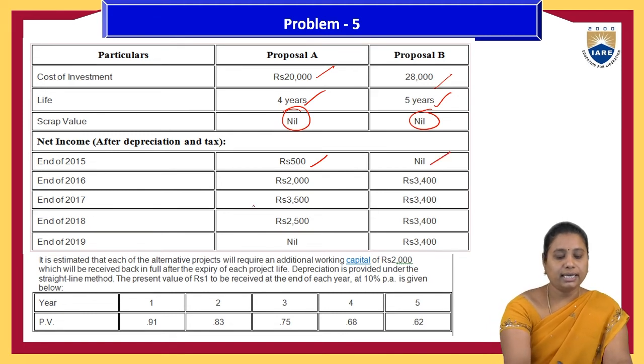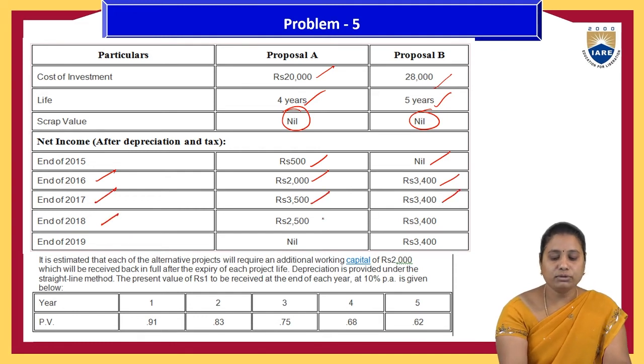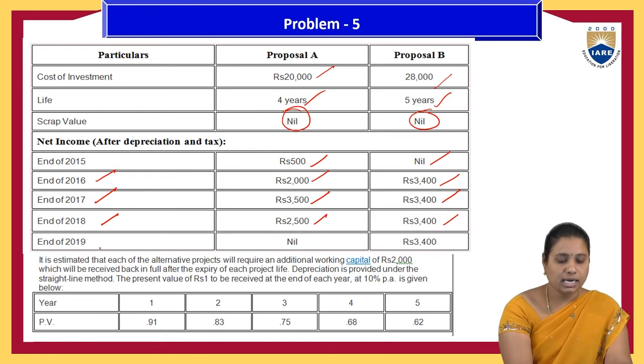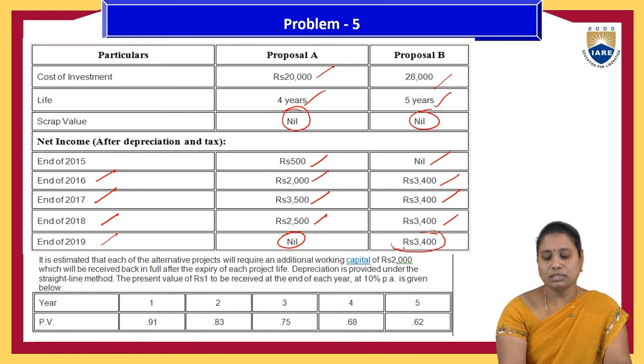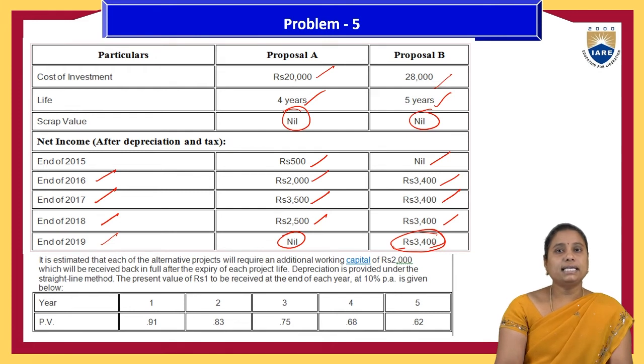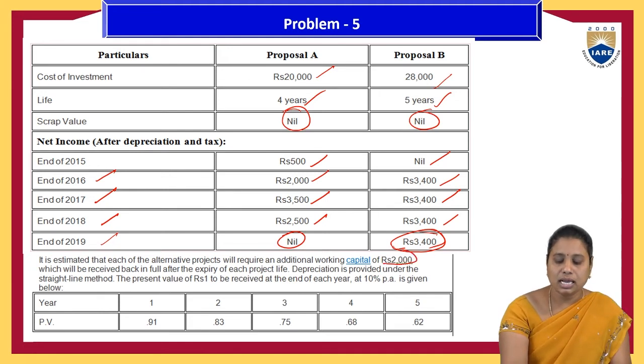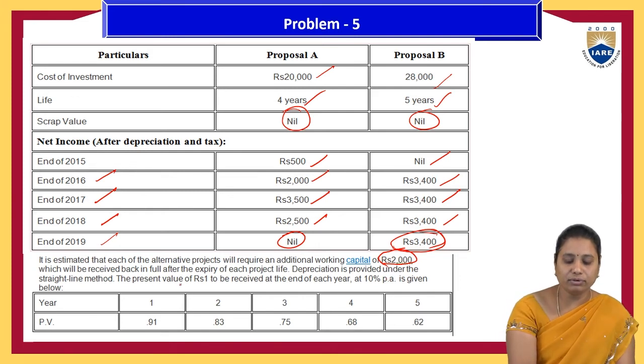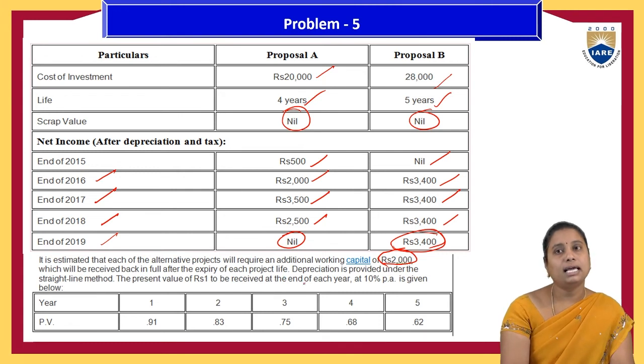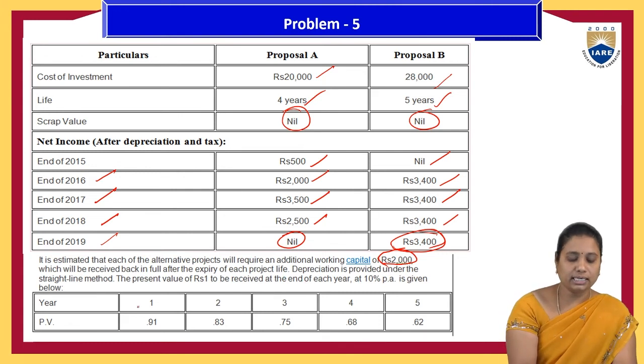For this one, nil. After the second year, 2,000, 3,400. 17, 3,500, 3,400. 18, 2,500, 3,400. And 2019, it is nil, whereas it is going to get 3,400. It is estimated that each alternative project will require an additional working capital of 2,000 rupees, which will be received back in full after expiry of each project's life. Depreciation is provided under the straight line method.